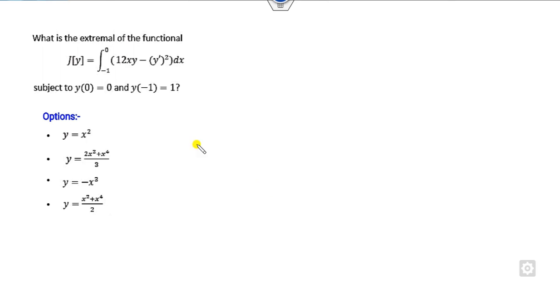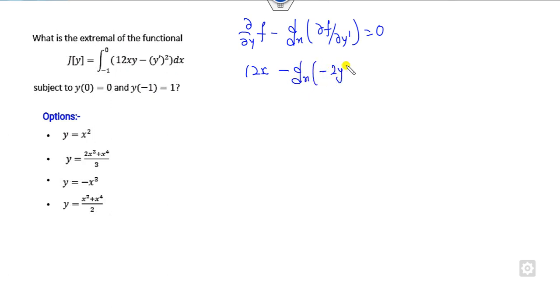So let's start with this one. Now here we can start with the Euler-Lagrange equation: partial of y minus d/dx of partial of y dash. So this is 12x minus, this is minus 2y dash, is 0. So this is 6 plus 6x plus y double dash is 0. What is the meaning of that? y double dash is minus 6x.